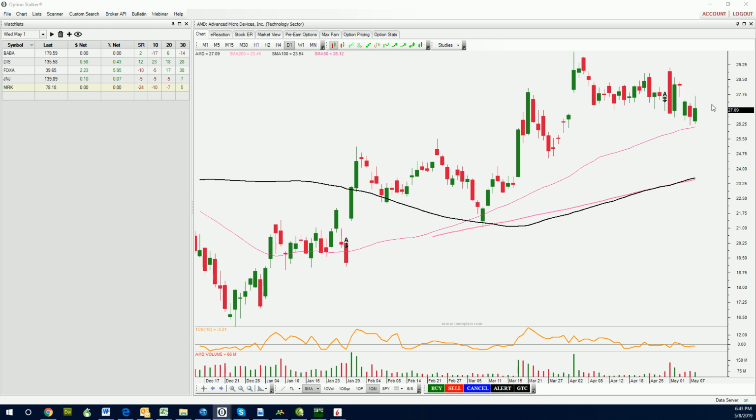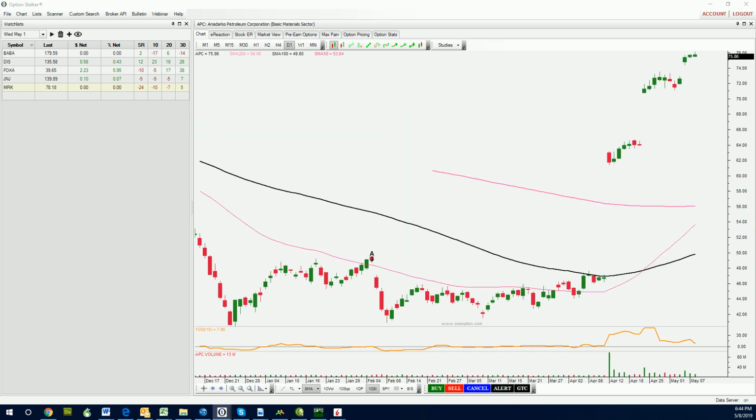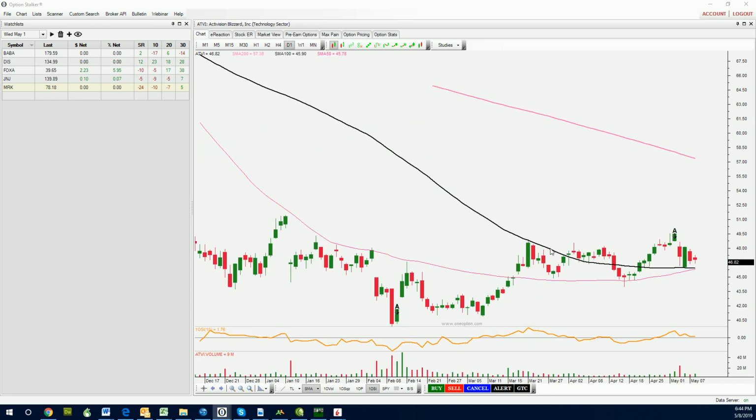AMD, nice slide. You can see this downward sloping channel. You can also see how it's broken this uptrend line right here. You can see it's right above the 50-day moving average. Here's what I don't like. Choppy. Back and forth, makes big random type moves. This would be more of a short for me because it's starting to gradually pull back. APC is a takeover candidate. I don't see anything here.